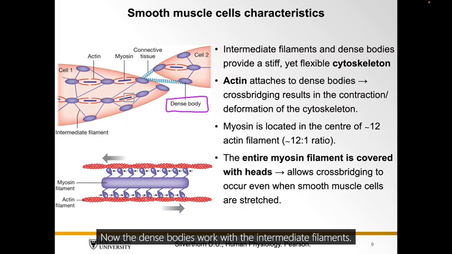Now, the dense bodies work with the intermediate filaments. The intermediate filaments are the thin purple lines that you see here. I will actually highlight them in green here, or a few of them in green.